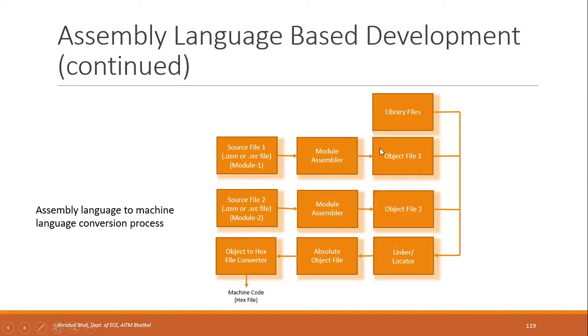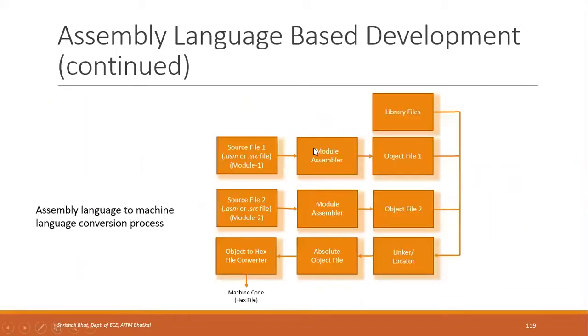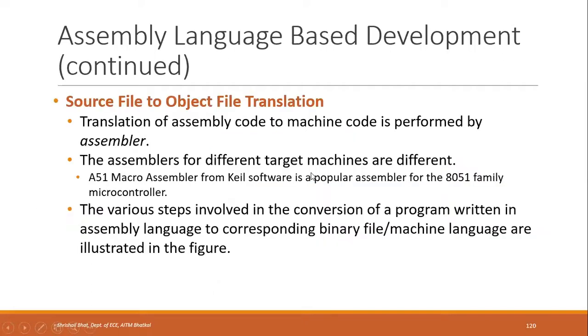First, it is converted to object files. Then different object files are linked together along with the library files to form the absolute object file. And from that, you get the machine code using the object to hex file converter. Source file to object file translation is done using the module assembler. The translation of assembly code to machine code is performed by the assembler.